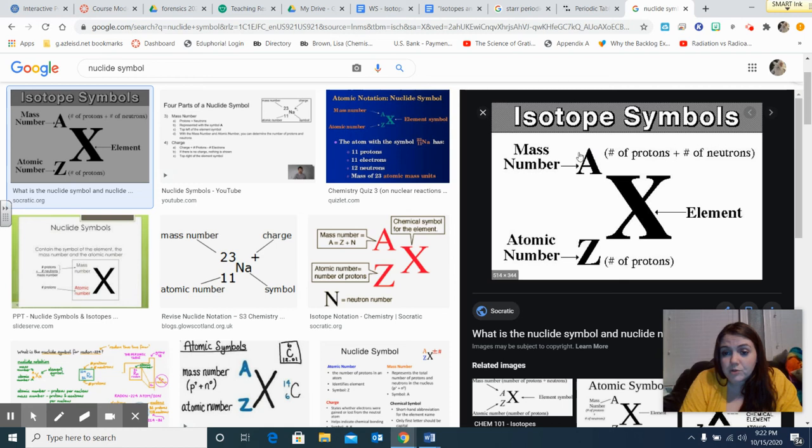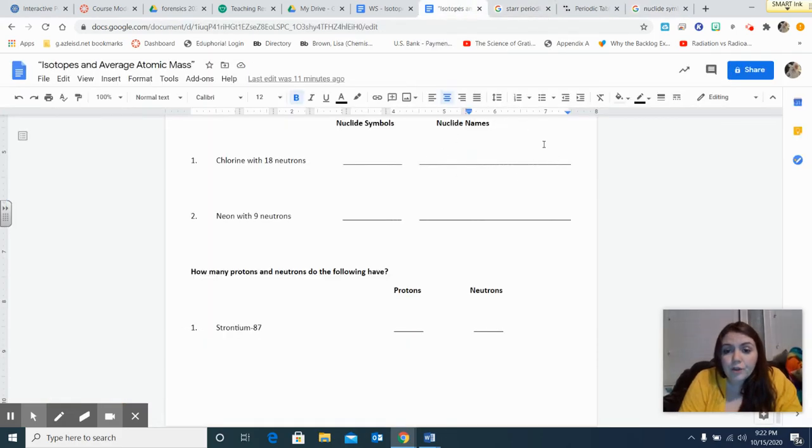So the mass number would be that 17 plus the 18. The atomic number is the 17 that I found on the periodic table. So it's just 17 right here. And this would be Cl. So that's the atomic number. The nuclide symbol that you're writing. For the nuclide name, you literally just write the name of the element. So it'd be chlorine dash mass, the mass number, which you just had to find, which was 18 neutrons plus the 17 protons. So you would add those two things up, and it'd be chlorine dash that number.